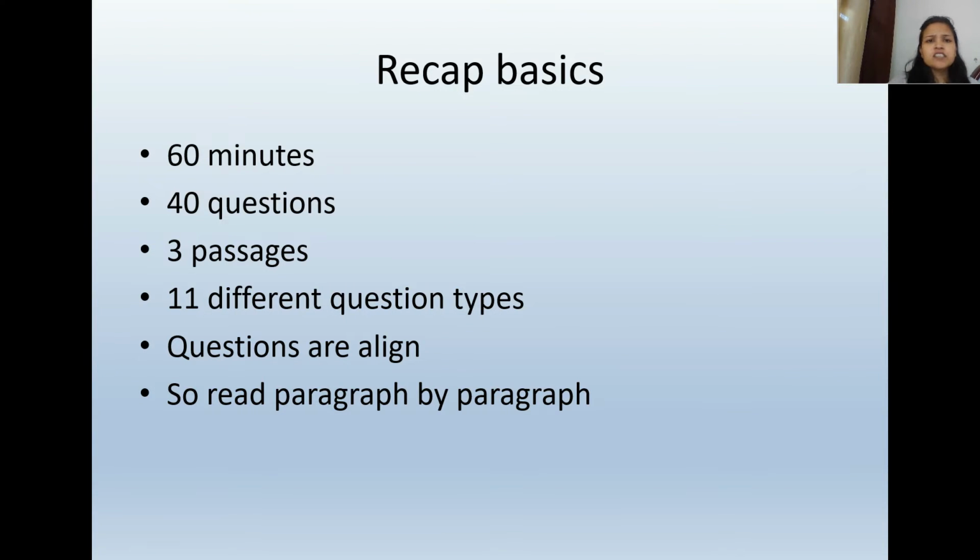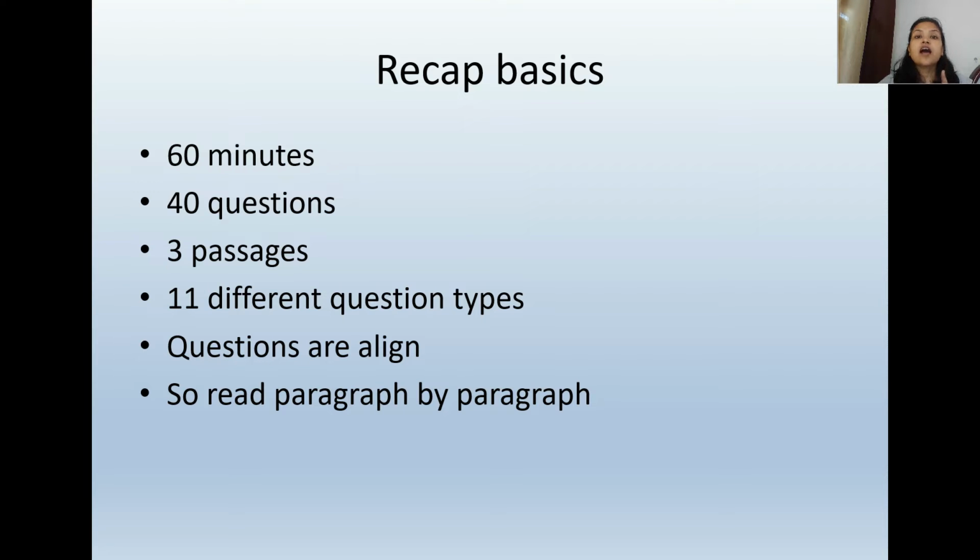So in reading, let's recapitulate the basics. It lasts for 60 minutes and you have to solve 40 questions in that 60 minutes, and you have three passages in academic. However, it is quite different in general reading. Means in academic you have three passages and in general reading you have 4 to 5 passages.